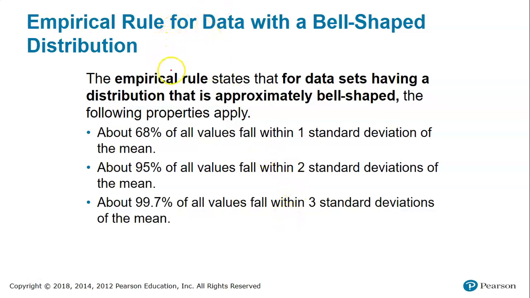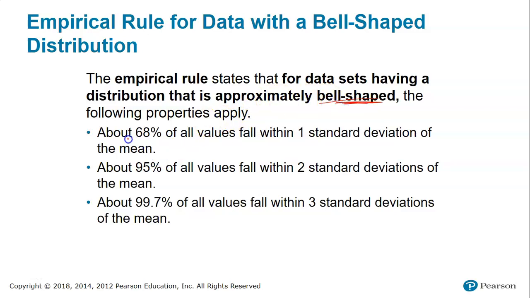Okay, so looking at the empirical rule for data with a bell-shaped distribution, this is again a general guideline that tells us what percentage of data values we expect to be within a certain number of standard deviations. It is important that your data set is approximately bell-shaped. If you're told that it's normally distributed, approximately normally distributed, or bell-shaped, that's sufficient. If you have a uniform distribution or a highly skewed distribution, then these values are not going to hold.